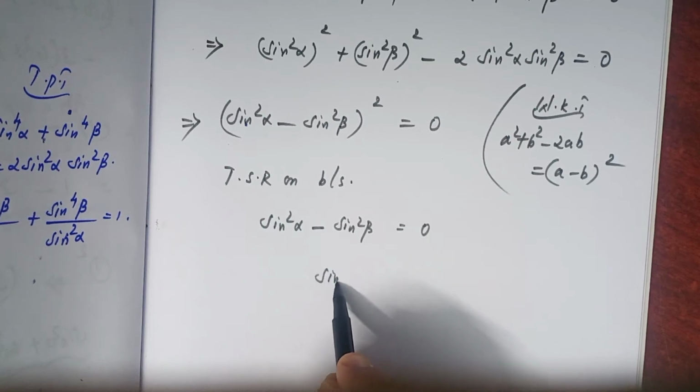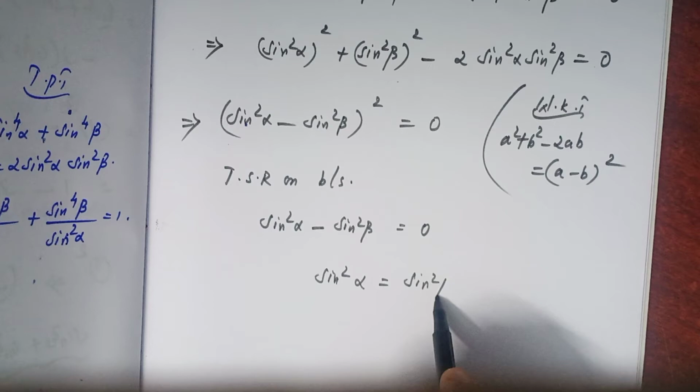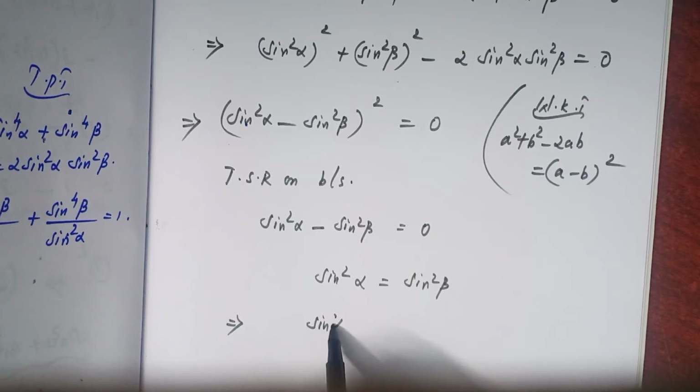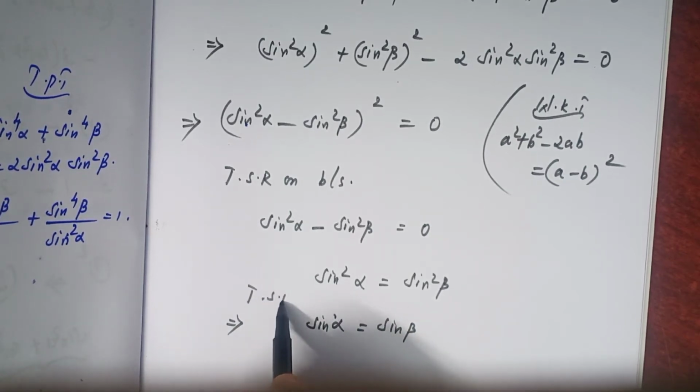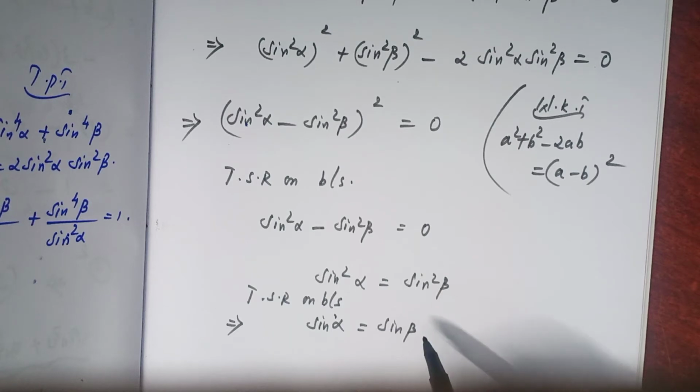The next step, you can write sine square alpha, that is equal, it comes right hand side, plus sine square beta, which implies sine alpha is equal to sine beta. Once again, if you take square root on both sides, square and square root get cancelled, you will be getting sine alpha equal to sine beta. Let it be number 1.